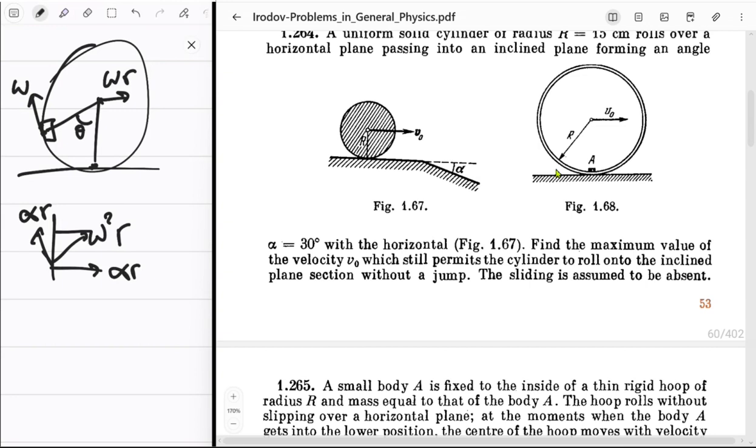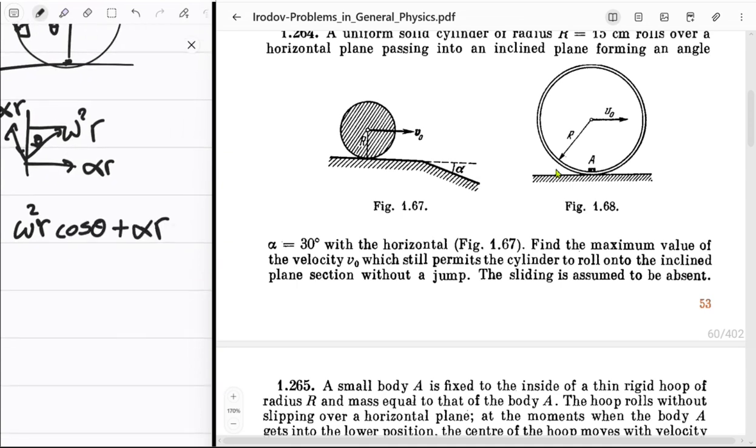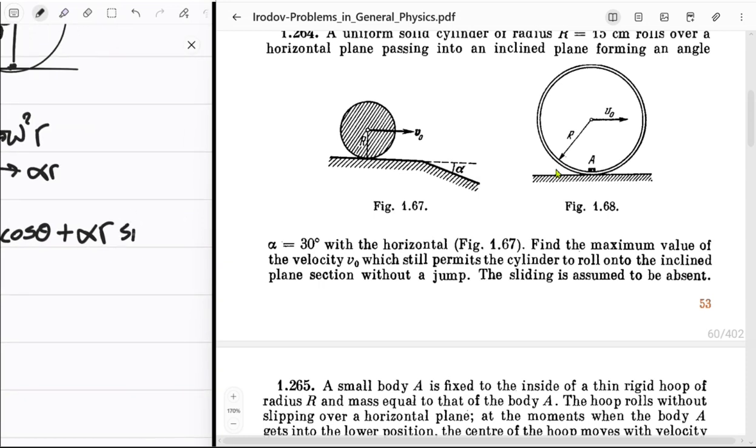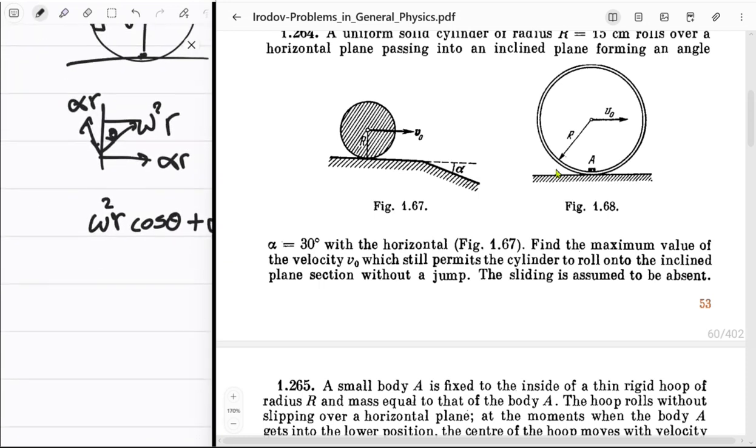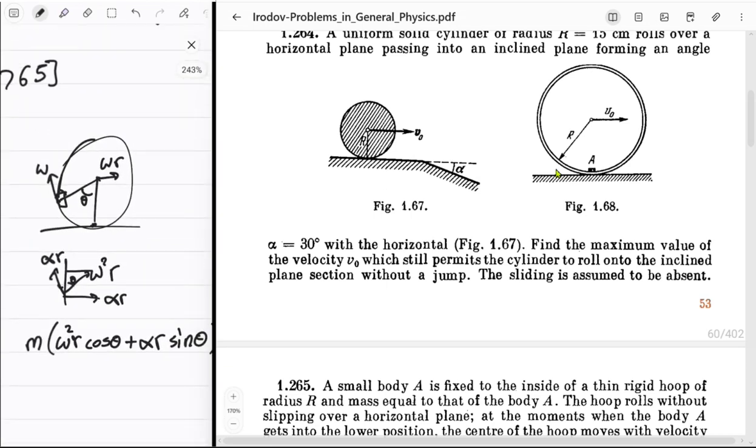Wow, this is just so bad. Okay, this angle was theta. This angle will also be theta. So this is angle theta over there. Omega square r cosine theta, and that's 90 minus theta. So like alpha r sine theta. That is the thing. Okay, that times this guy's mass, small m. That is our final force.